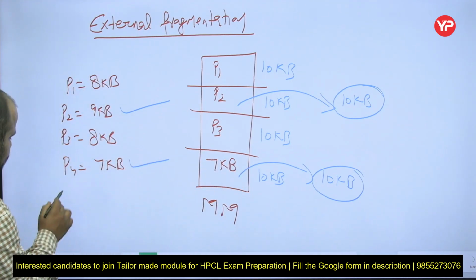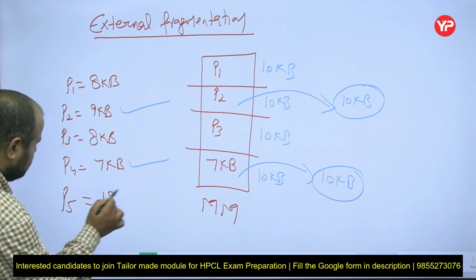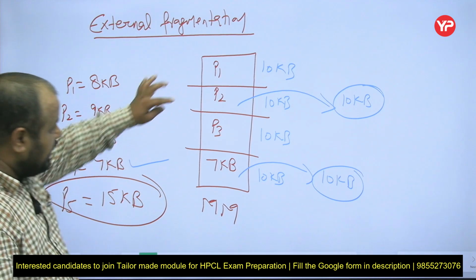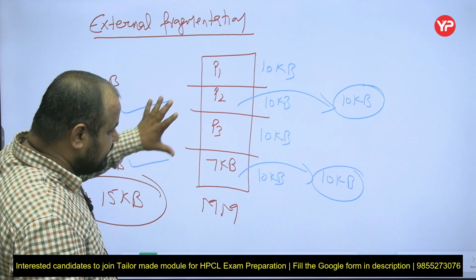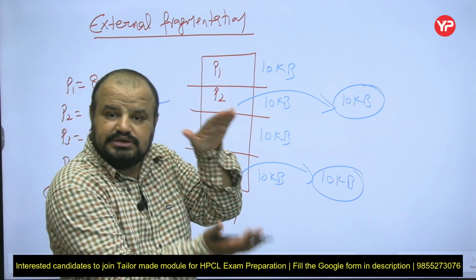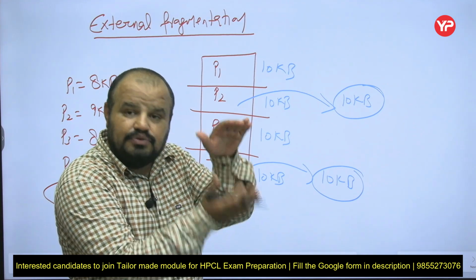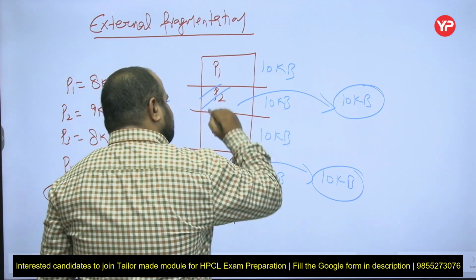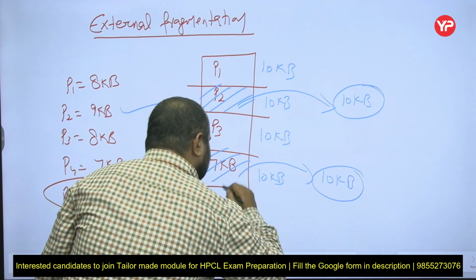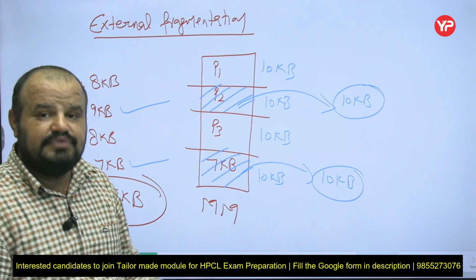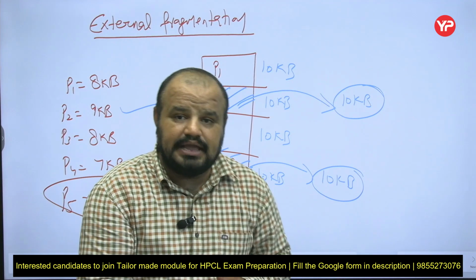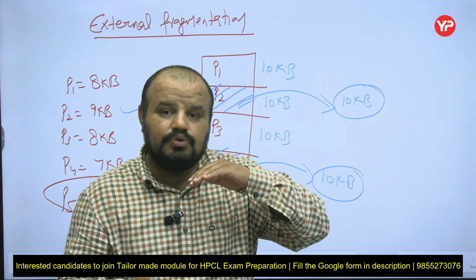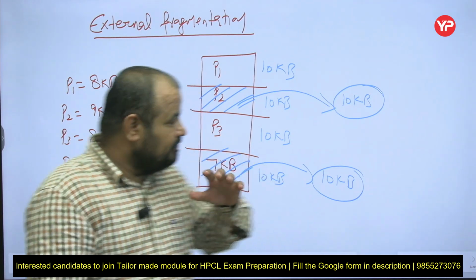But suppose that process P5, which requires 15 KB space, wants to enter the main memory. I have 20 KB of space, but it is not in consecutive memory. It is not in a single block. That's why this free space is called external fragmentation. We have the space, but we cannot keep any process because that space is not in a single block or not in a consecutive manner. So what are we trying to do?